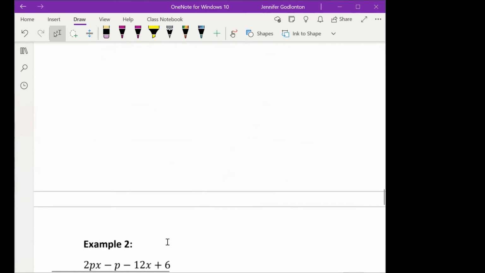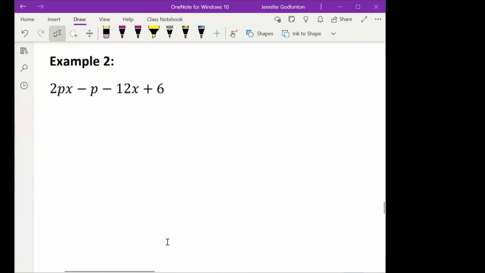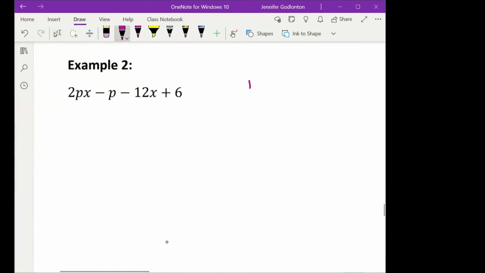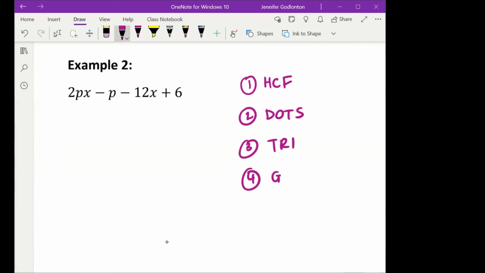Let's try another one. Remember your list, number 1. When I'm in a test for factorization, I write this list on a piece of paper or on my test at the beginning of the test, and I use it as a checklist as I go. So highest common factor, dots, trinomial, group. That's all we need to remember, and we just follow that list. So we start at the top and we work our way down.